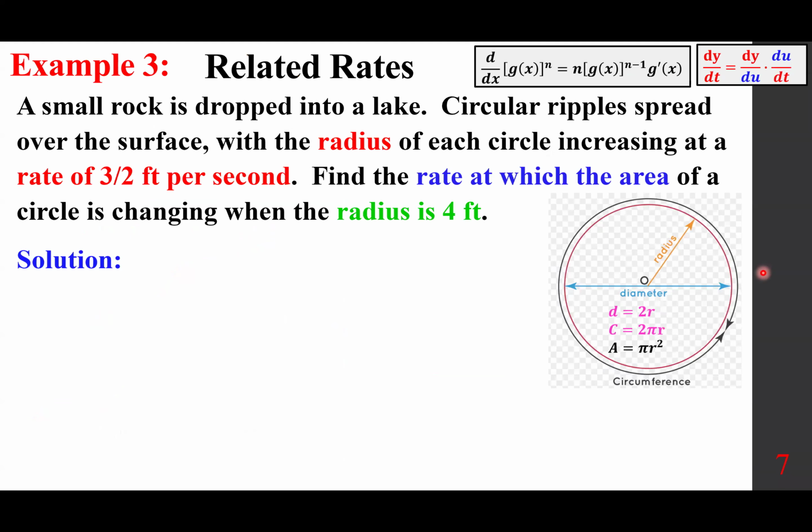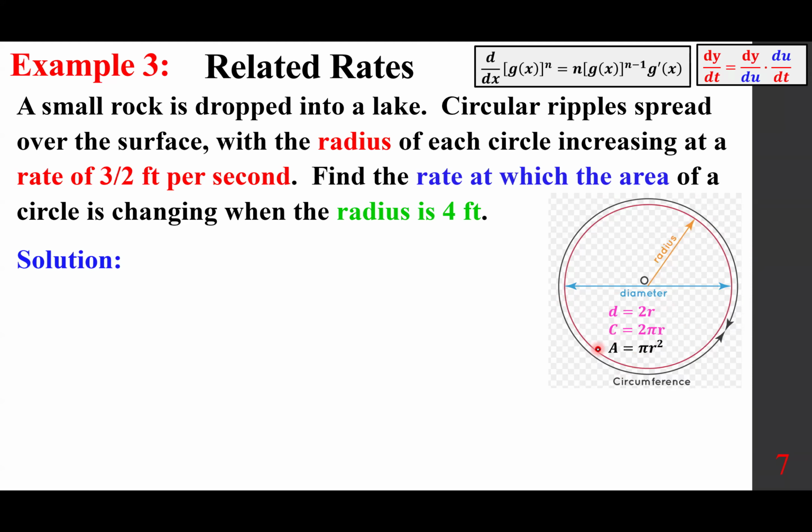So here's a circular shape. From the center to the circle, the distance is called the radius. If you go both ways, it is the diameter. The relationship is as follows. Circumference is 2 pi r, and the area is pi r squared. For this question, we need the area.